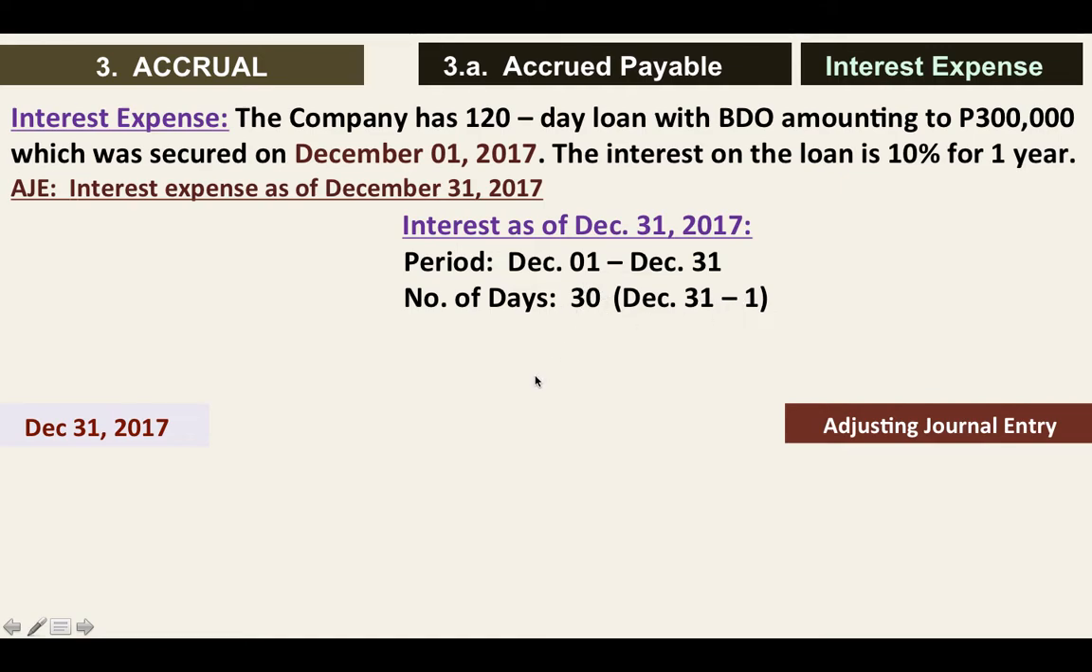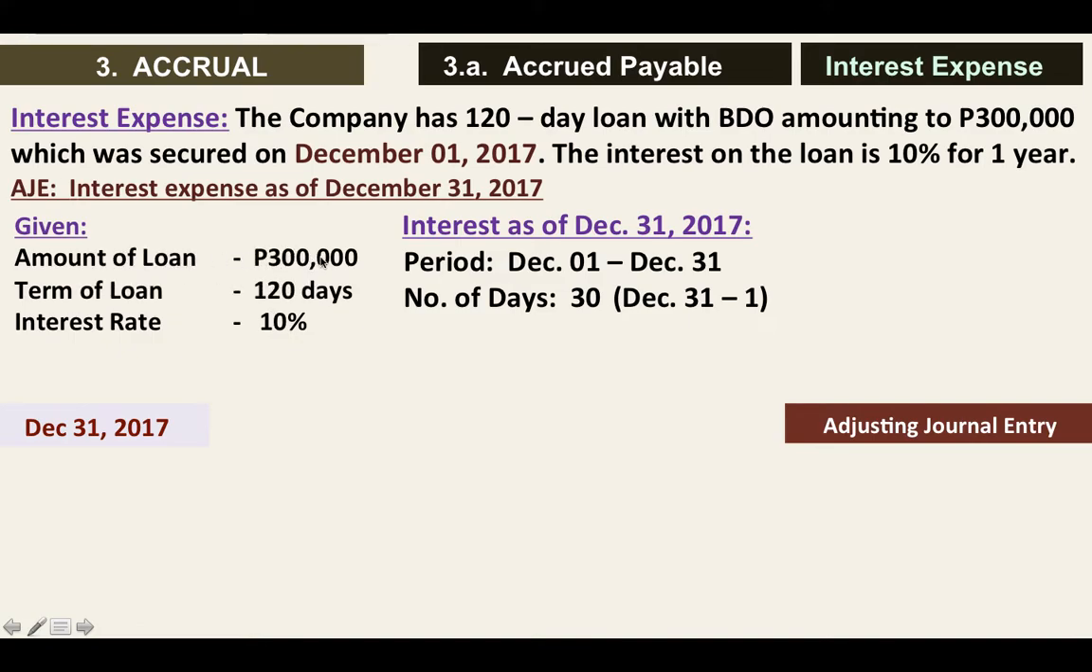And we need this information, the amount of loan and the interest rate, for us to compute the interest. The formula for the interest is principal times rate times time. Time is expressed in year. So this time is kung 1 year, 1 lang siya. Kung 2 years, 2 siya. So interest equals principal times rate times time.